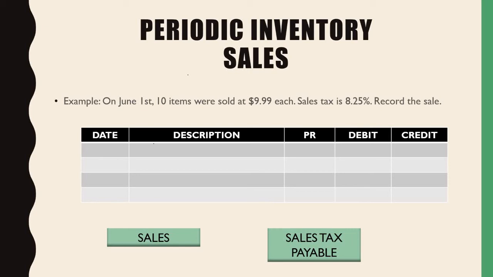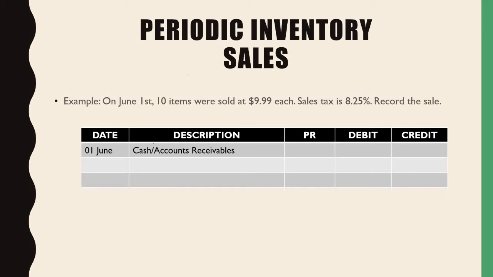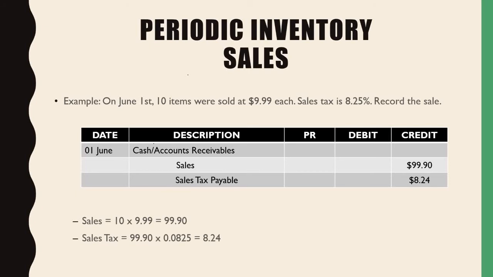$99.90, correct? And then sales tax is going to be based off of the percentage of your total sales. So here we recognize that we are going to be receiving cash. We recognize that we have sales, right? Sales is $99.90, and then tax is going to be 8.25% of $99.90.